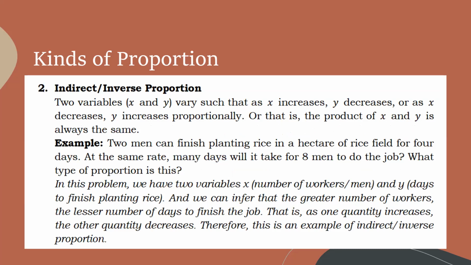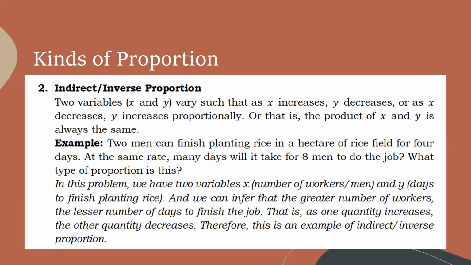Let's have the other one, which is the indirect proportion. The indirect proportion naman ay two variables vary as x increases, y decreases, or as x decreases, y increases. So pabaliktad naman to. Habang tumataas yung isa naman, bumababa naman yung kabila.